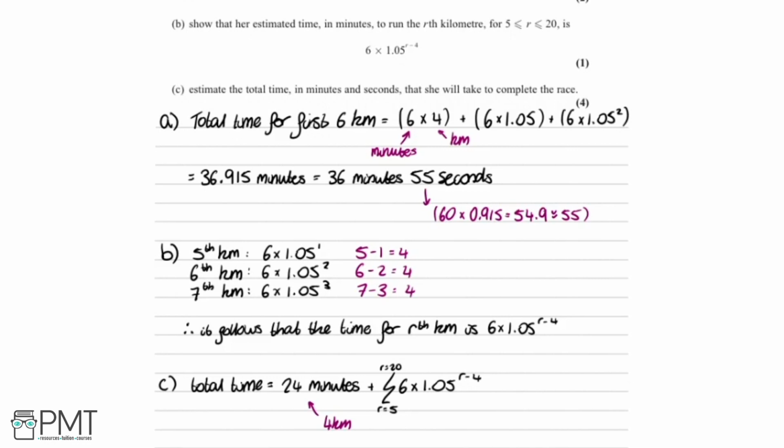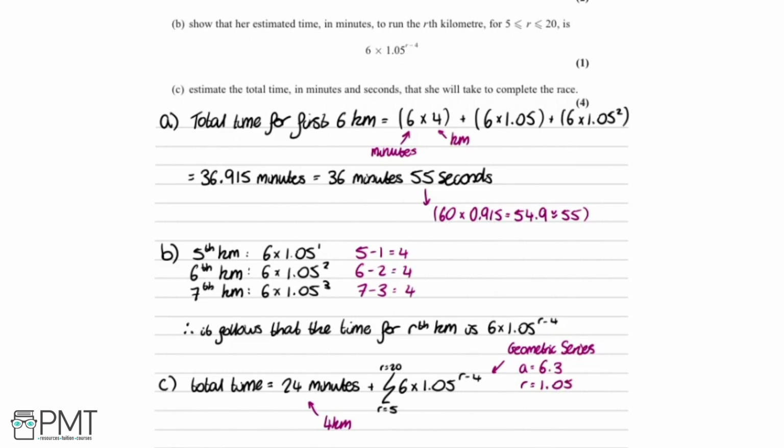So now the last thing to do is evaluate all this. This right here is actually a geometric series that we're going to evaluate. And to do that, we need to know a few things. So we need to know the first term. Well, the first term is going to be when R is 5. So 5 minus 4 is 1. So that's 6 times 1.05, which equals 6.3. And the common ratio is 1.05.